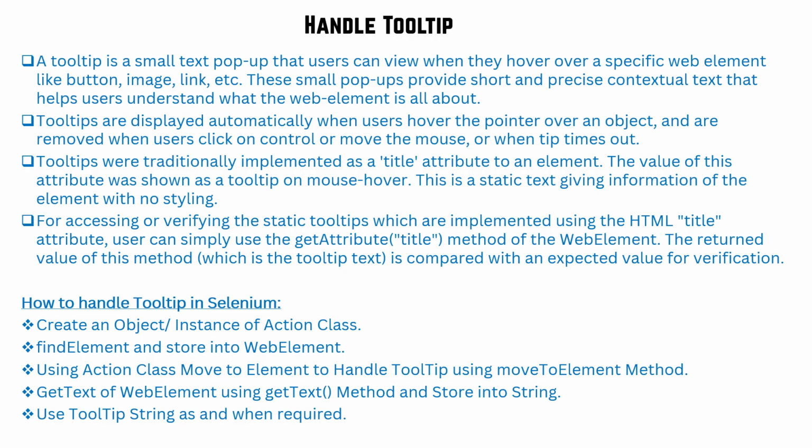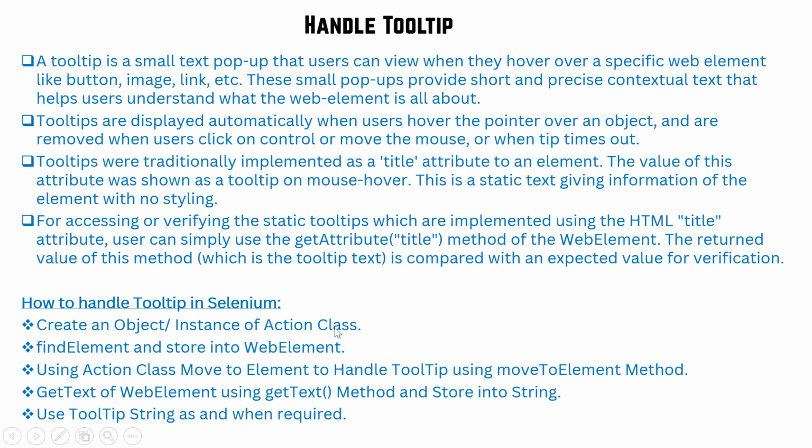For accessing or verifying static tooltips, which are implemented using the HTML title attribute, the user can simply use getAttribute title. You have already seen that for any kind of stuff you can call the getAttribute method and provide any attribute like class, ID, name. Here you can also provide title, in case title is already there. The return value of this method, which is the tooltip text, is compared with the expected result for the verification.